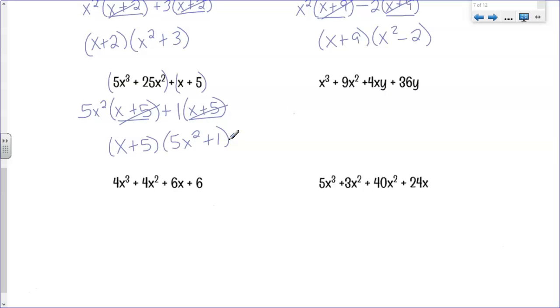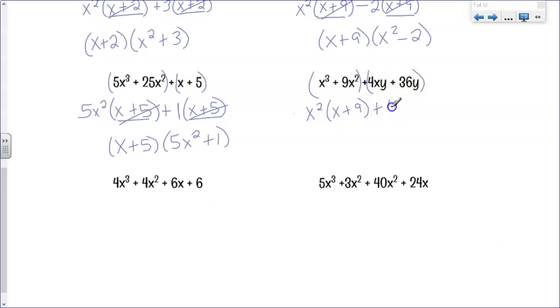Okay, so let's look at this next one here, and then we're going to do this one. I'm going to let you do this along here. All right, so we're going to group the first two, group the last two. Here I can take out an x squared. That leaves me x plus 9.